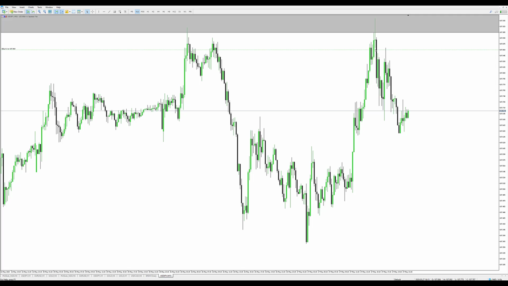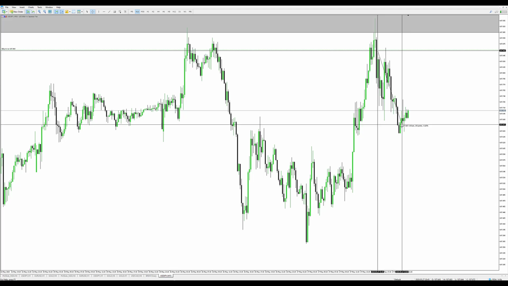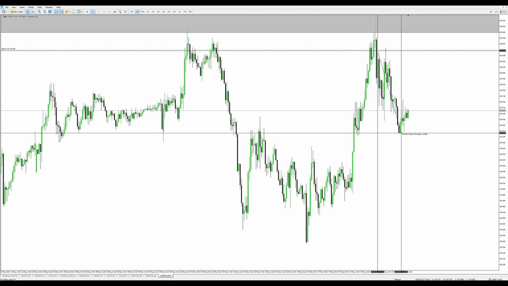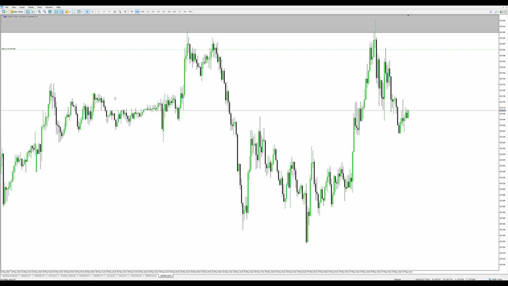So my entry was here. This is where my entry level was, and then the rest you can all see price did push all the way to the downside. That was almost like 20 pips. You see, guaranteed 20 pips. I just went with a 0.1 lot size so that I can illustrate this to you guys. You see, something realistic to everyone out there.